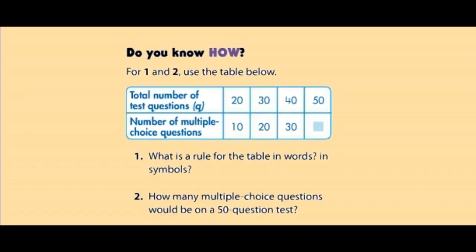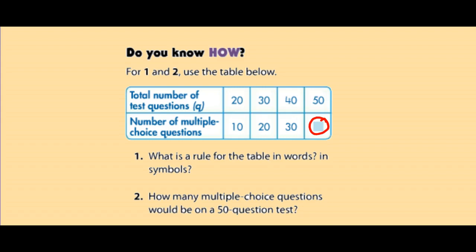Okay, so let's look at some other examples. So on here we have a table. The total number of test questions are in the top row, and then the total number of multiple choice questions are in the bottom row. So we need to figure out a rule, and then we're also going to have to figure out a missing value for the end there. If there were 20 questions, there were 10 multiple choice. If there were 30 questions, there were 20 multiple choice, and so on down the table. So we have to find the rule.